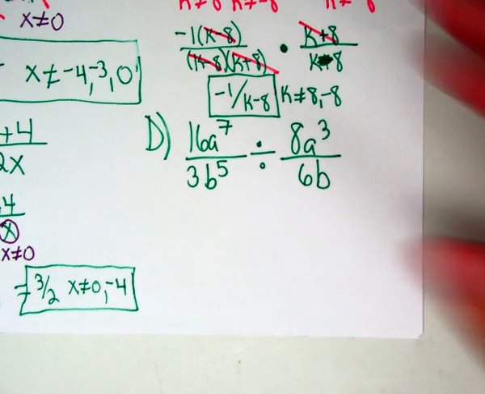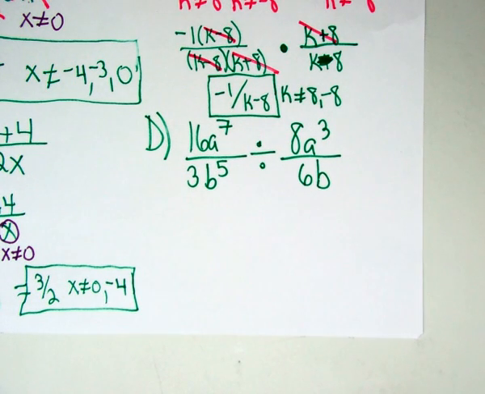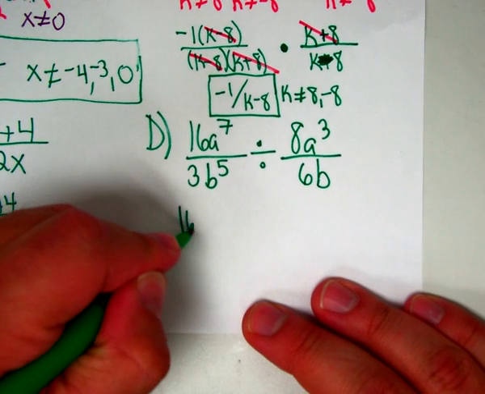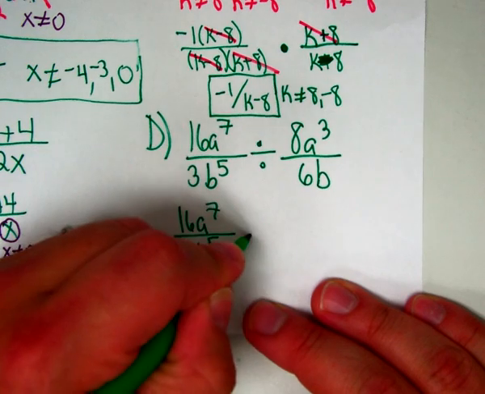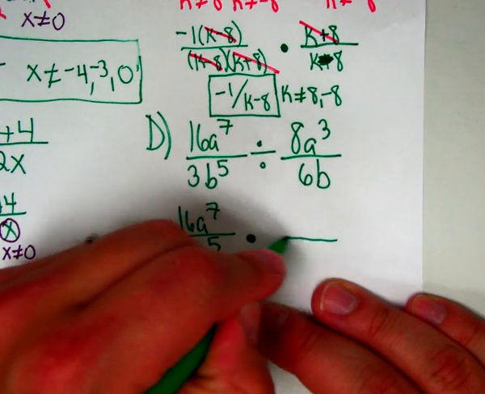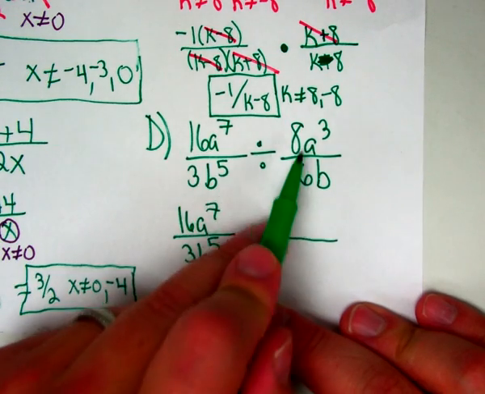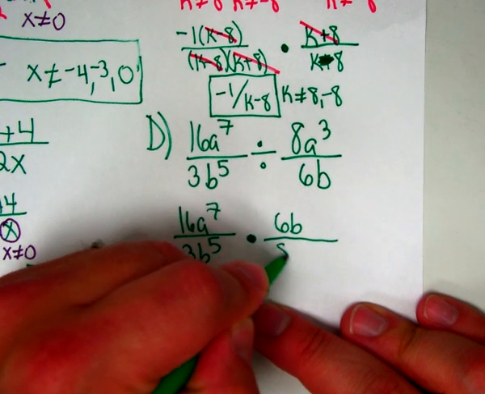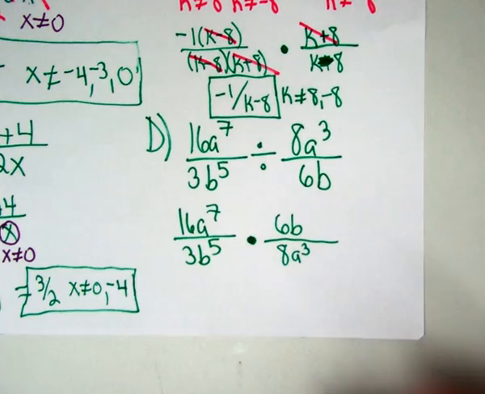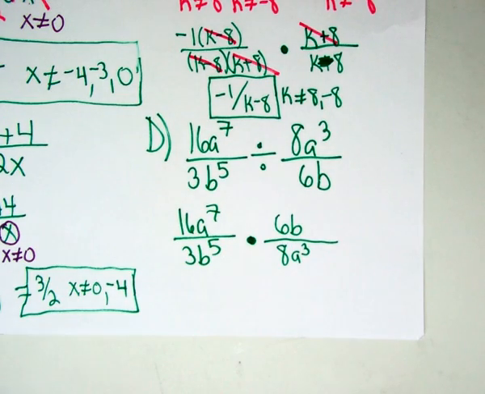And then letter D. Let's just try one more. Hopefully this will help. For letter D, when we do this one, we have 16a to the 7th over 3b to the 5th times, because there's no factoring involved. These are all monomials, so there's no factoring. So we could just do the switch now. 6b over 8a cubed. Let's not forget to talk about the domain restrictions.